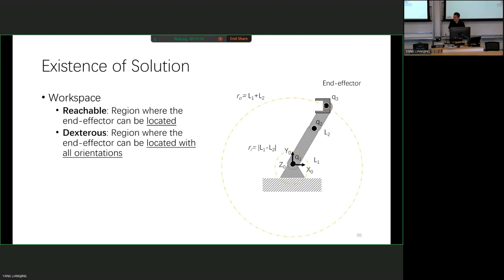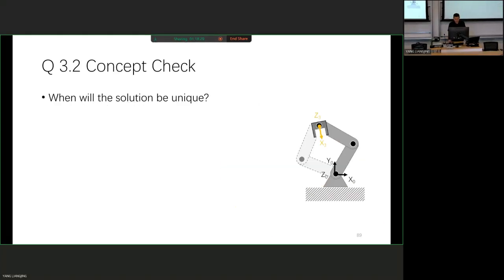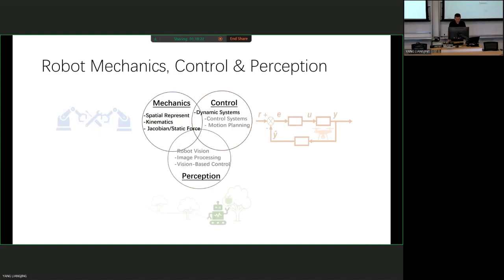For those who did robotics, you should know there's this concept of singularity. It usually happens at the boundary of your workspace. So imagine if you stretch your robot all the way to either boundary, the inner or outer boundary, there will only be one unique solution. But I won't go into that because that involves a lot more mathematical detail.